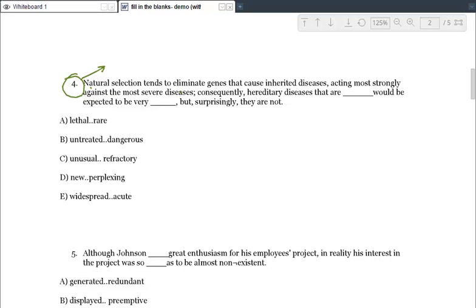Natural selection tends to eliminate genes that cause inherited diseases, acting most strongly against the most severe diseases. Consequently means basically as a result, right? As a result, hereditary diseases that are dash would be expected to be very dash. If natural selection eliminates genes that cause inherited diseases, acting most strongly against the most severe diseases, that means hereditary diseases that are dash would be expected to be very dash. But surprisingly, they are not.